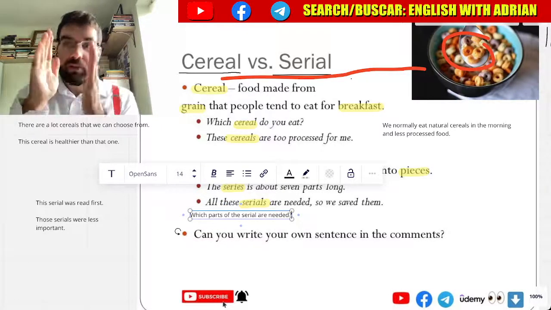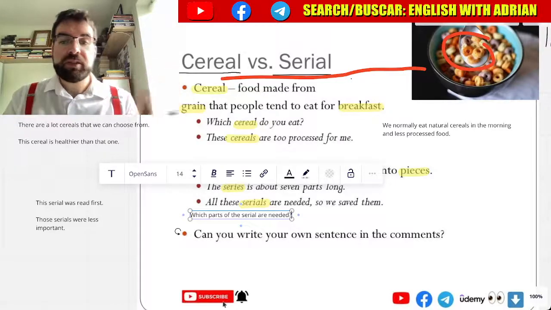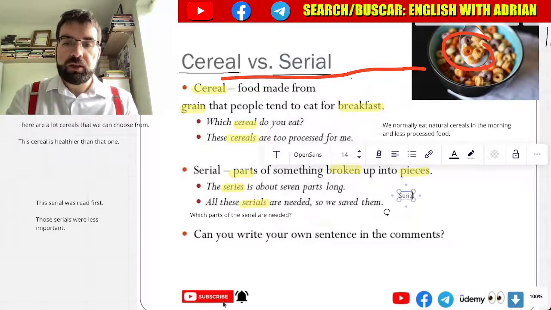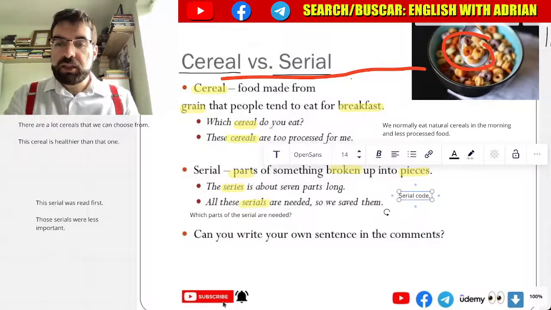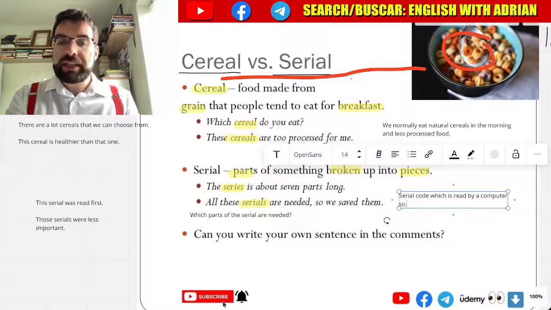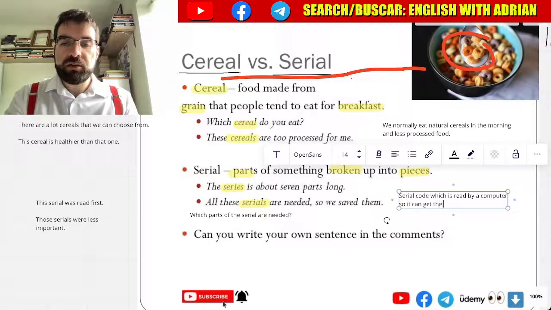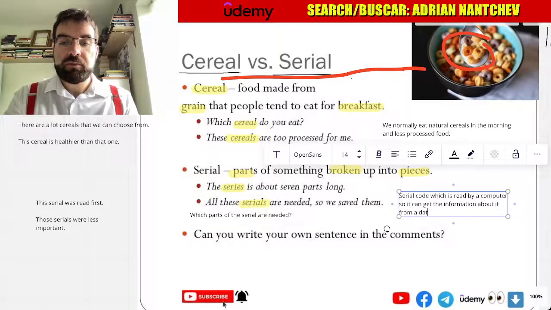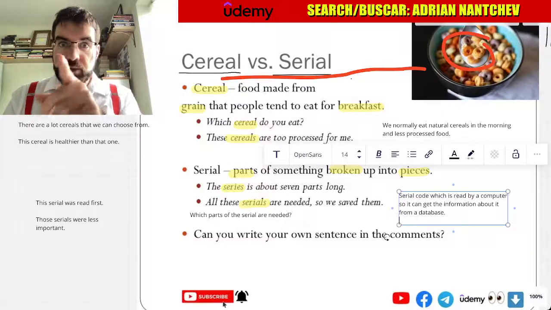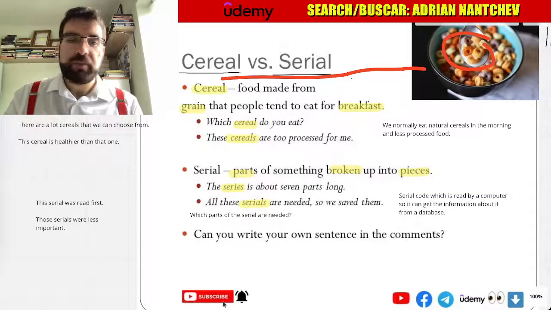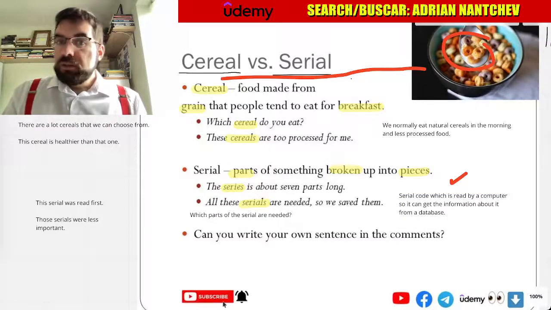So cereal and serial. For example, a serial code, like a barcode. A serial code which is read by a computer so it can get the information about it from a database. Yeah. How cool is that, language explorers? Yeah. So cereal and serial.